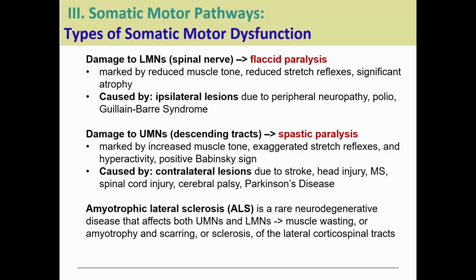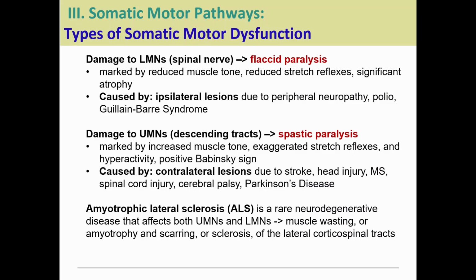And then if it's an upper motor neuron, this is going to result in spastic paralysis. So we have increased muscle tone, exaggerated reflexes, hyperactivity. The Babinski sign is there that shouldn't be. This is when we have a stroke, head injury, spinal cord injury, cerebral palsy, Parkinson's, MS, things of that nature.